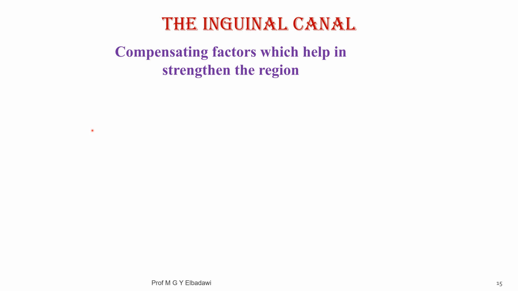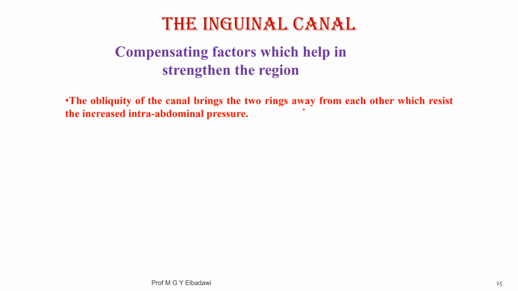The inguinal region is the weakest part of the anterior abdominal wall because the external oblique is the only muscle which extends from the middle line to the lateral side, while the internal oblique will be found only in the lateral half, and the transverse abdominis will be found in the lateral third. So there are some factors which support that region.